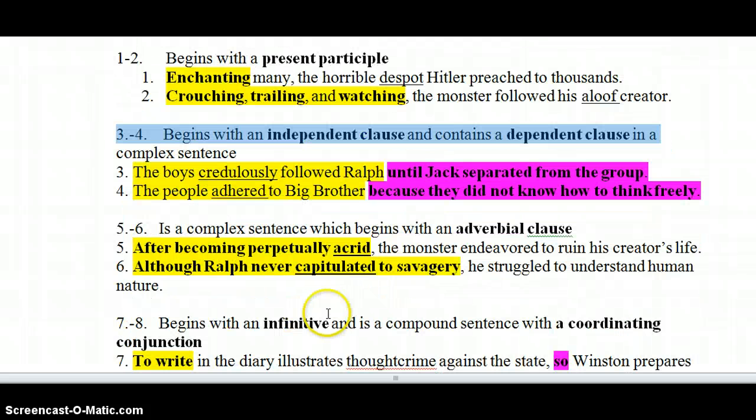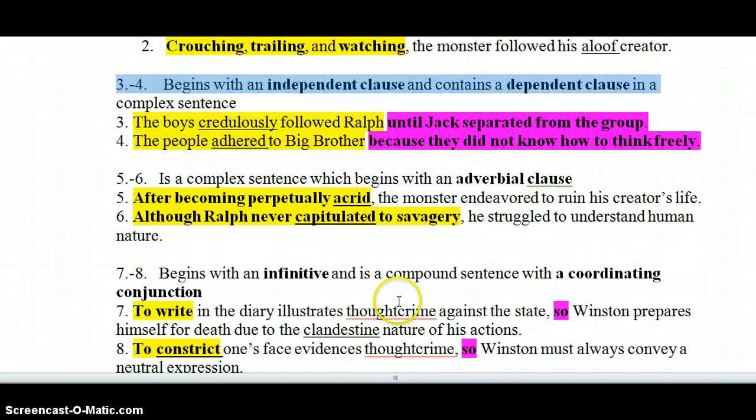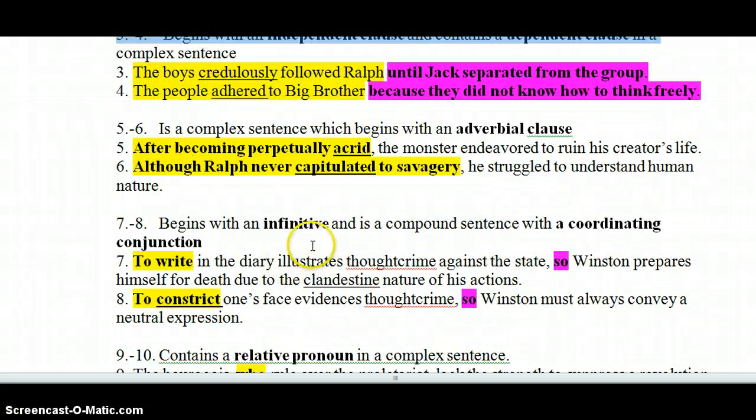In contrast, we go to the 5 and 6. Here we have a dependent or subordinate clause beginning the sentence, and we must have a comma. After becoming perpetually accurate, comma, although Ralph never capitulated to savagery, comma. And then we have an independent clause to create the complex sentence. Adverb clause, subordinate conjunction. Now we have infinitive in a compound sentence with a coordinating conjunction.